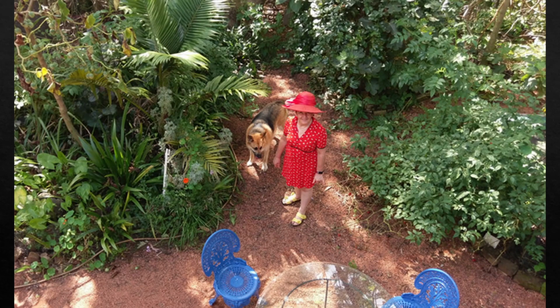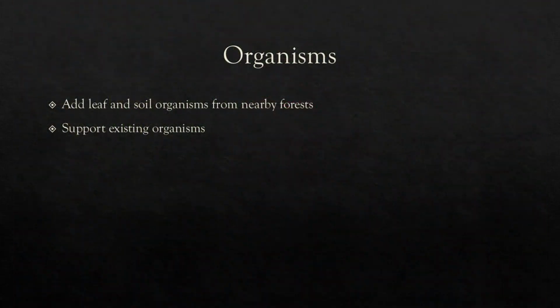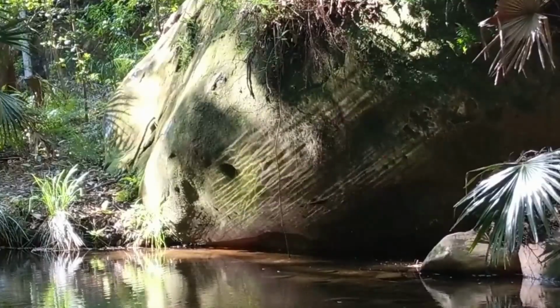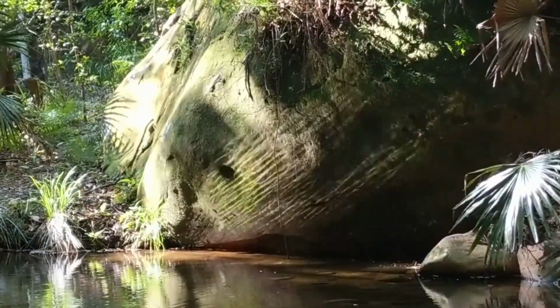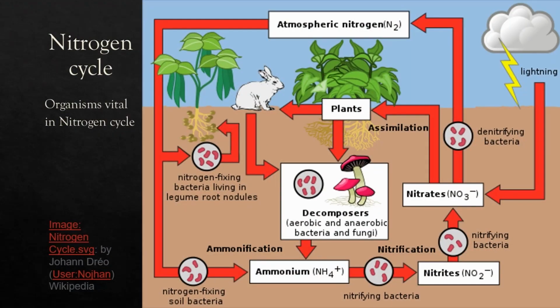To build the organisms in the soil, you have two choices. You can try and build up what's already there, support the existing organisms, or you can add food and organisms from nearby forests. This is quite a typical traditional method by the French. The French would go into a nearby forest and harvest worms and organic matter from mature trees and bring that into the fields. In fact, the organisms are a vital part of the nitrogen cycle. In order to use and continue to generate nutrients in the soil, we need organisms.